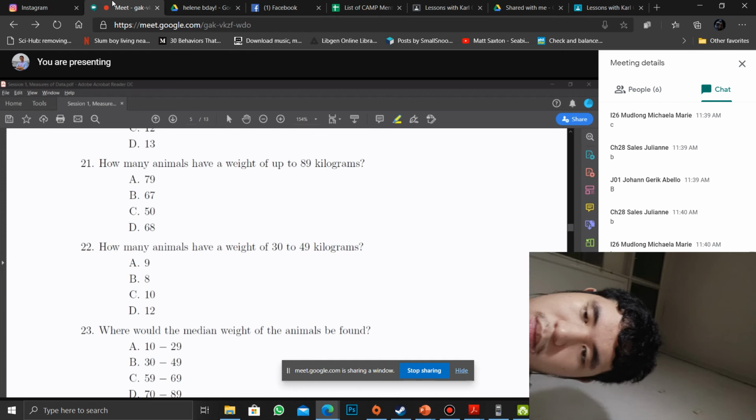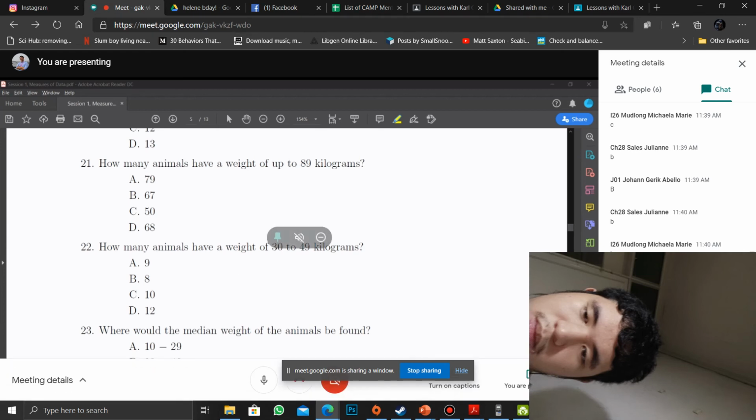So, bilangin natin lahat ng mga nasa table, no? Sa 10 to 29, naka-12 ka ng animals. Sa 30 to 49, naka-8 ka na. So, that's 20 in all. Sa 50 to 69, naka-14 ka na. So, 34 na yun in all. So, you need to count 5 to 6 more. So, where will that class fall? Sa 70 to 89. Letter D. Ayun yung median class. So, take note na lang. Letter D dapat.